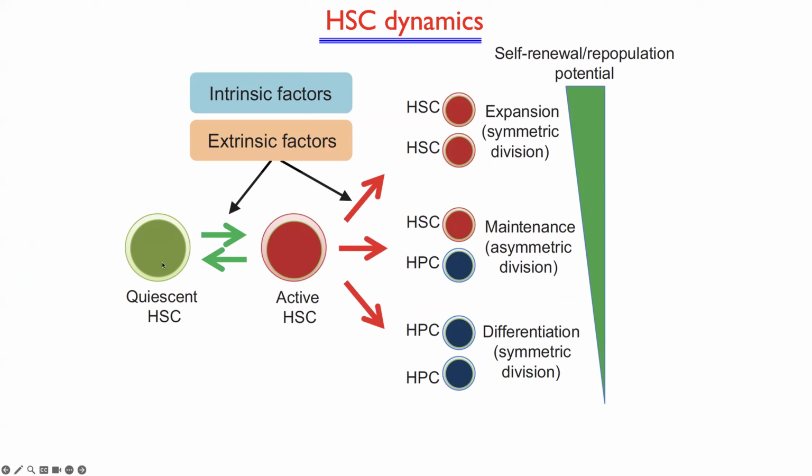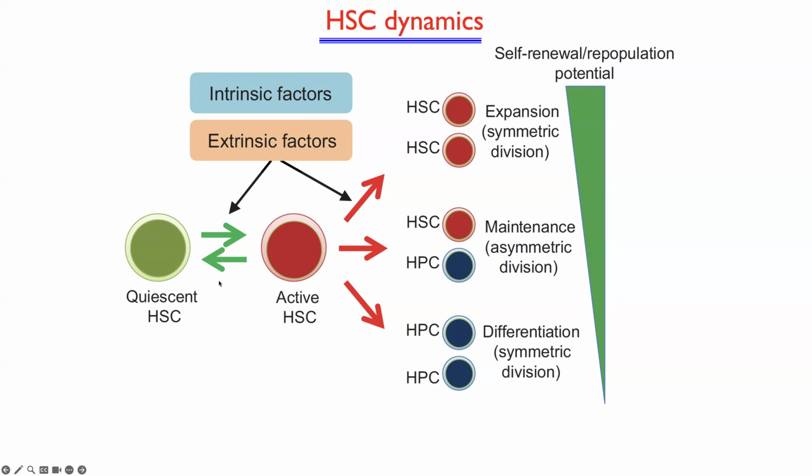So the transition from dormant to active HSCs is reversible. Active HSCs undergo symmetric or asymmetric cell divisions. So an HSC can divide and give rise to two HSCs or two HPCs via symmetric division. HPCs are the progenitor cells that can divide and differentiate to all types of blood cells, but they can't self-renew. Via asymmetric division, it can both maintain the stem cell pool as well as differentiate to HPCs and then meet the demands of the body.